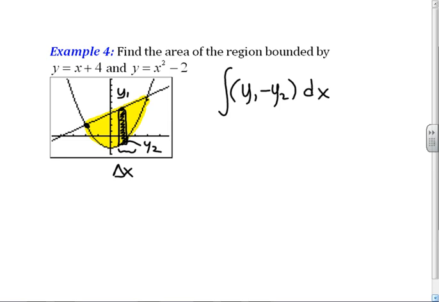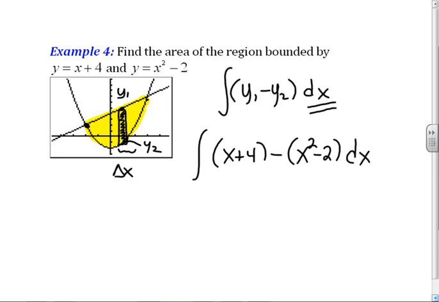Now that's for any function. I don't know what the function is. I mean, I do, but that's any function. This tells me I want x's in my integral. So which one's y1? Got to be careful here. The line or the curve? The line. So it's x plus 4 minus the other one, x squared minus 2.